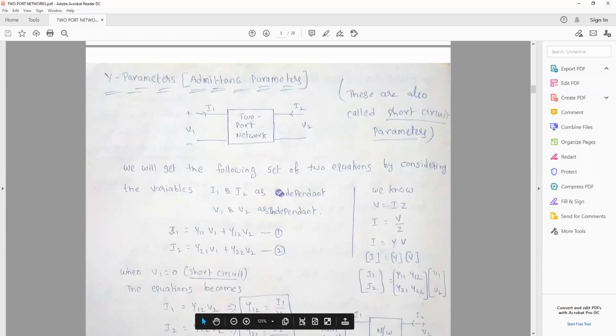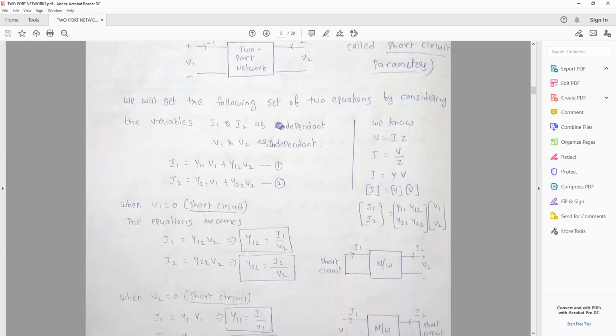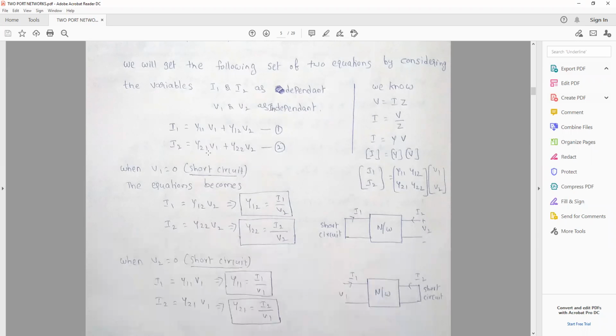సో వీ కెన్ obtain the equations combinations of I1 I2 in terms of V1 V2. That is I1 is equal to Y11 V1 plus Y12 V2. I2 is equal to Y21 V1 plus Y22 V2. సో ప్రీవియస్ కేసులో మనం ఎప్పుడైనా సరే డిపెండెంట్ వాల్యూస్ కాదు, ఇండిపెండెంట్ వాల్యూస్ చూస్తాం. అవునా. ఇండిపెండెంట్ వాల్యూస్ మనకి ఇక్కడ V1 V2.